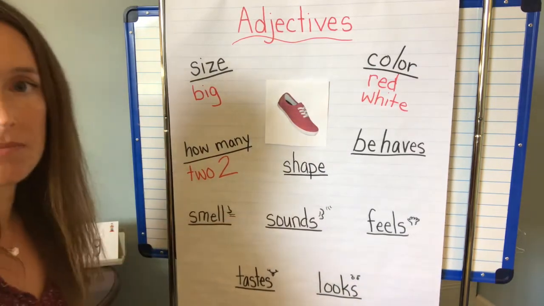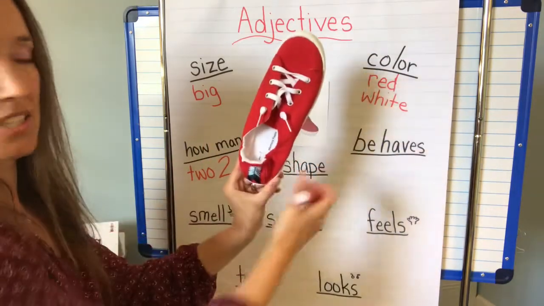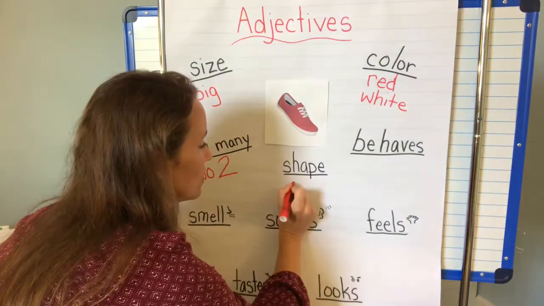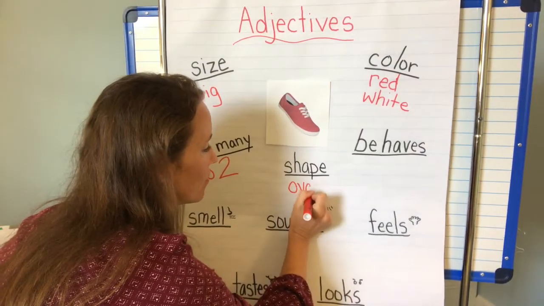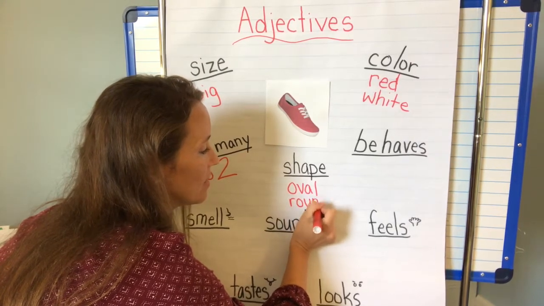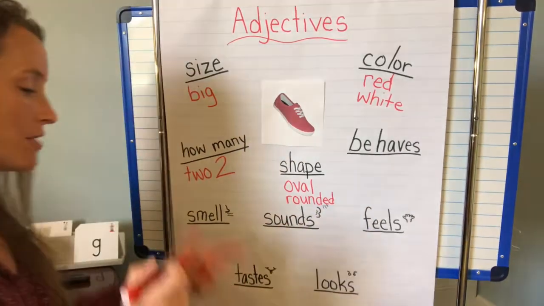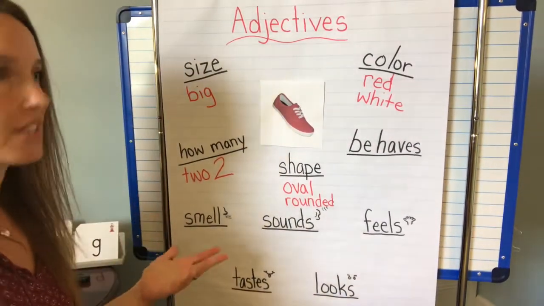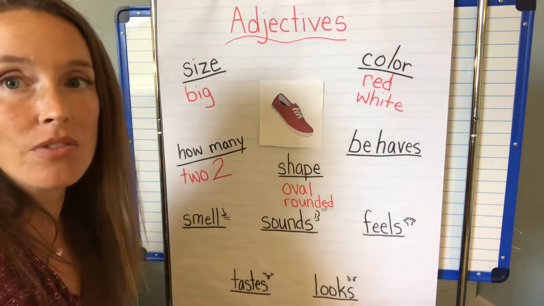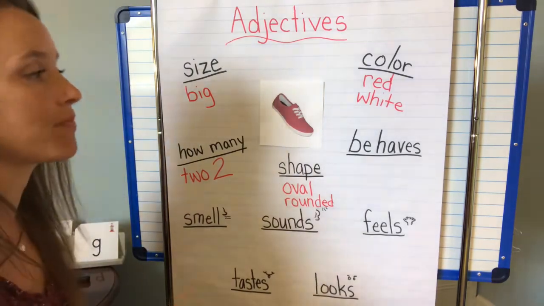Shape. When I hold it like this, kind of looks like an oval, doesn't it? It's rounded. So we're going to say oval, rounded. Okay. So depending on what shape, what object you're looking at, the adjectives can change. If you're looking at a penny, the adjective for that would be round, right? Or if you're looking at a box, it might be square or boxy.